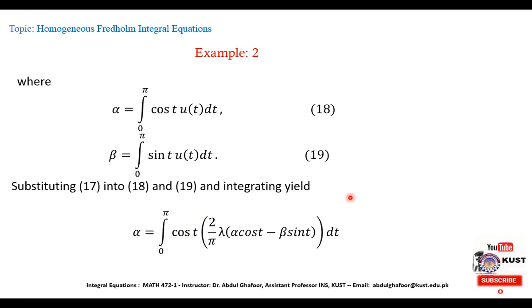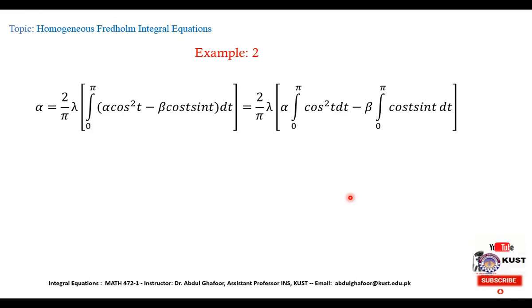So after a little calculation, we are getting alpha is equal to 2 by pi lambda integral from 0 to pi alpha cos square t minus beta cos t sin t dt. And now we apply the integrals to this part as well as to this part, we are getting this expression. Now we will integrate this cos square t and then cos t sin t.